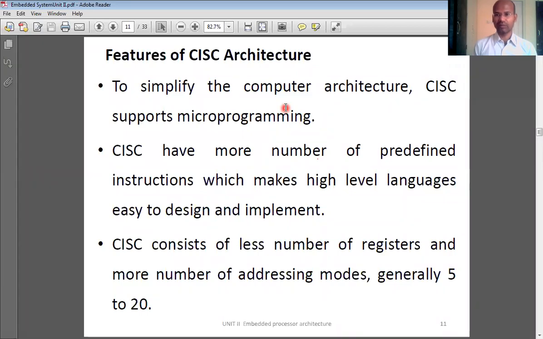You have to write code for step 1, you have to write code for step 2, you have to write code for step 3, you have to write code for step 4, you have to write code for step 5. Whereas in CISC architecture, if you just write add A, B, C, where A, B, C are memory locations, the CPU itself takes care of all these things, and it also has programs, it also has instructions to execute the add instruction. They are called micro instructions.